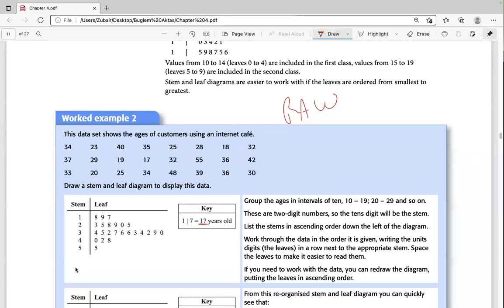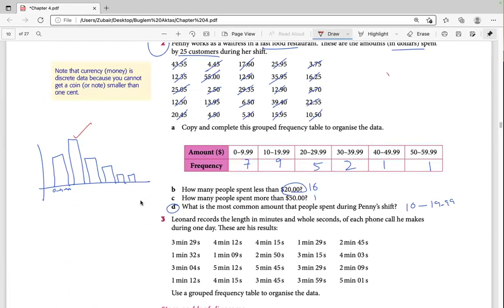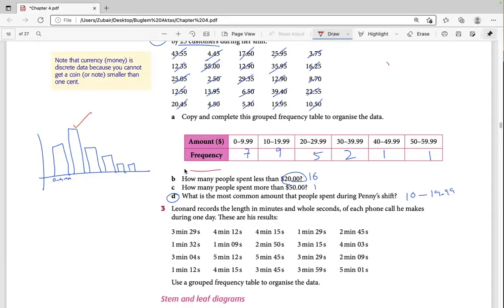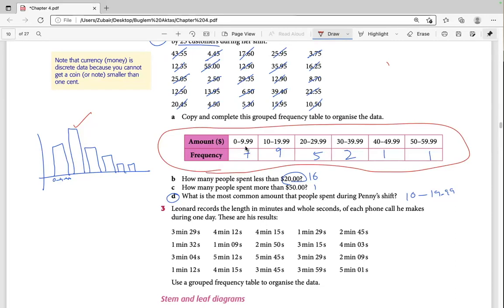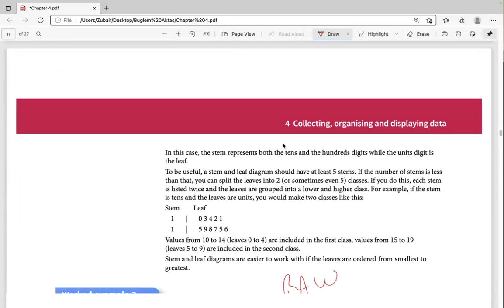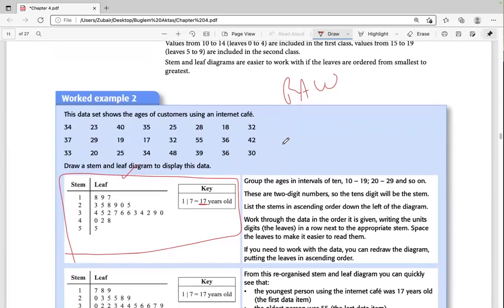If I only give you this data, now stem and leaf is that data which gives you the factual values. Original data is not lost. Whereas in this question, original data was lost. When we give this table, now we don't know if this was $4.25 or $3.9. But we know that between 0 to 9, there were 7 people. In stem and leaf diagram, original data is preserved.